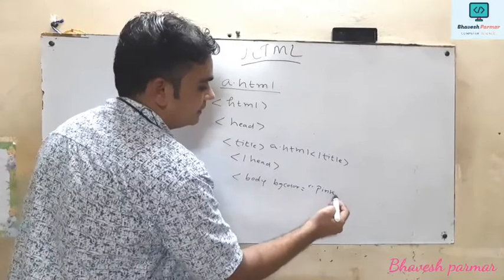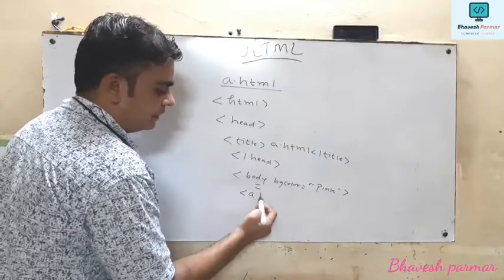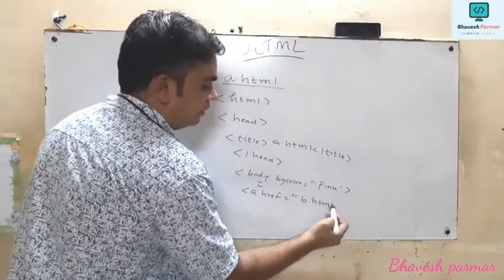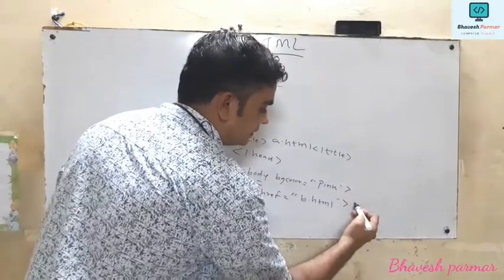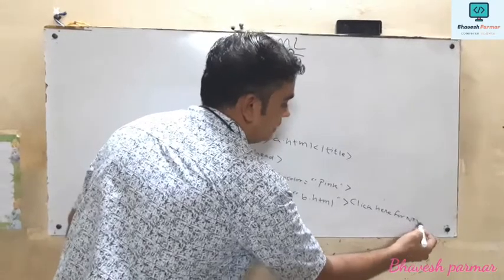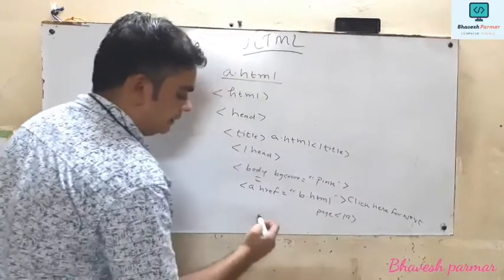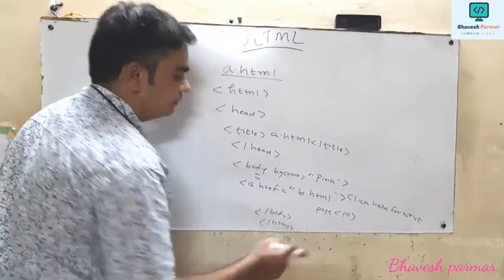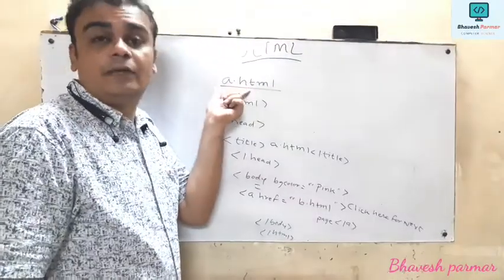Suppose I'm using pink, and I'm not going to write anything directly, I'm using a tag, a href is equal to b.html in double quotes complete, and in front of that I'm going to mention the text, Click here for next page, and then I'm closing this anchor tag, then /body /html. So this is my first page. After writing this page, I'm going to save this program as a.html.